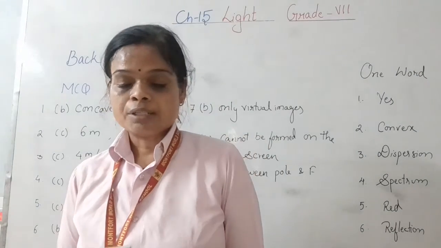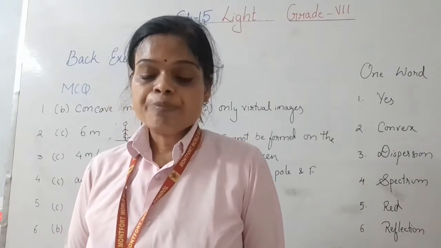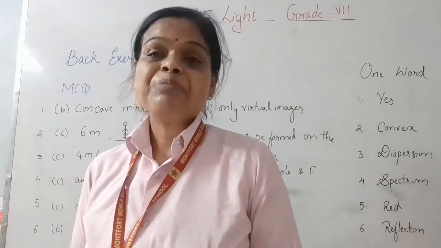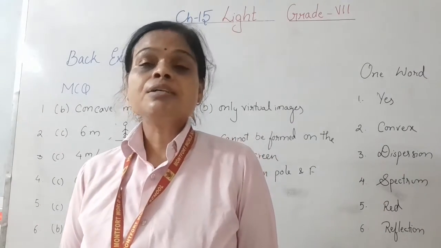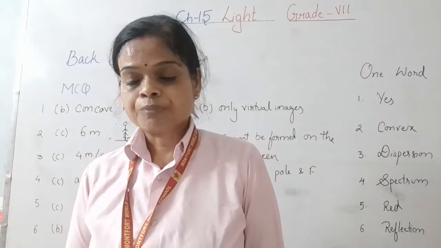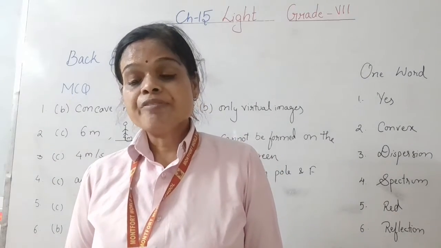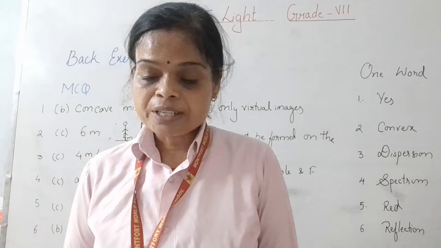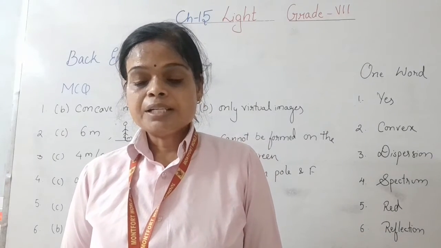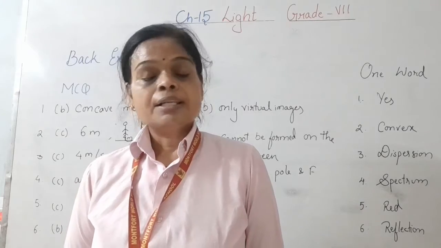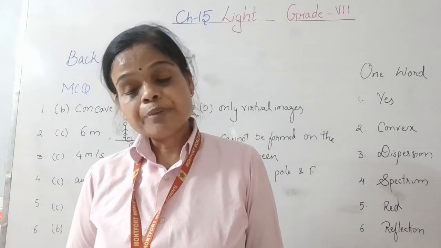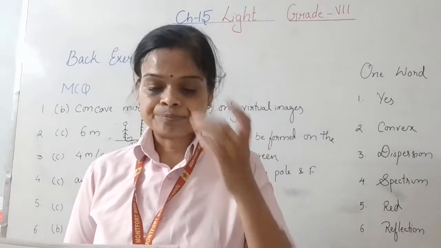Next, very short questions. Two types of mirrors which are known to us are plane mirrors and spherical mirrors. Name the mirror used as reflector. It's a concave mirror. Name the mirror used as rear view mirror. That is a convex mirror. Name the lens which is thicker at middle. That is convex lens. The lens which is thinner at middle, that is concave lens.